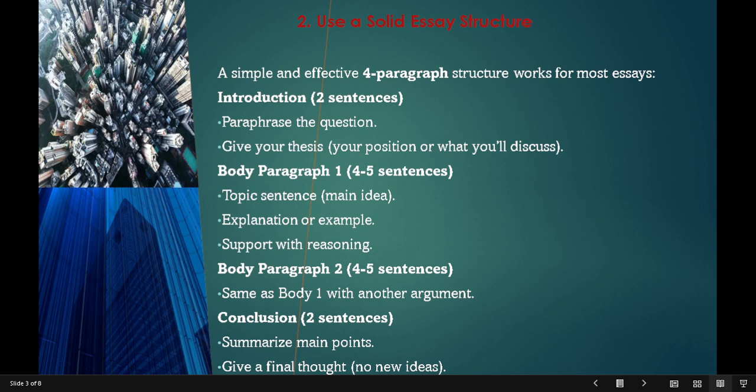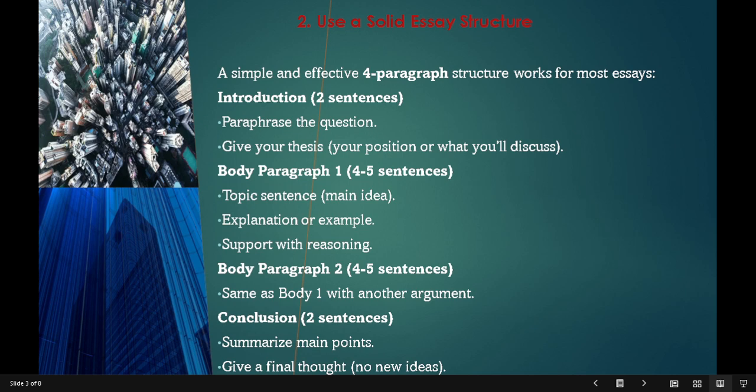Support with reasoning. So at the end of this slide, I'm going to provide a concrete, detailed, step-by-step formula that would guide you in writing the perfect essay. All right. Then the body 2, or body paragraph 2, is the same thing as body 1. So 4 to 5 sentences, same as body 1, but with another argument. So this time you're writing your second main idea. That's your main idea 2.